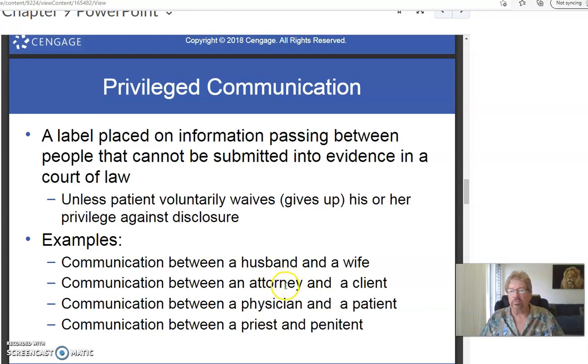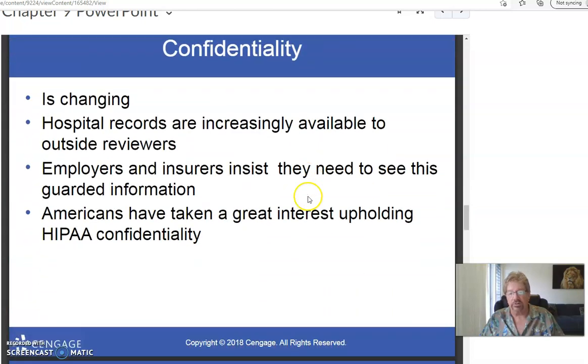I knew it was that way with an attorney. I didn't know it was that way with a physician either. I would think that could be submitted, but I'm not saying they're wrong. The authors of the textbook know this much, much better than I do.